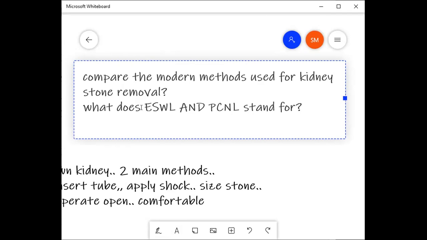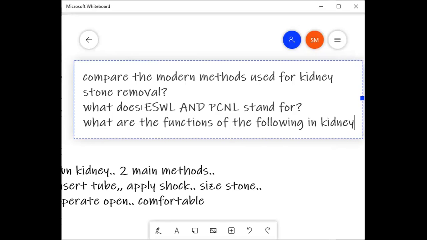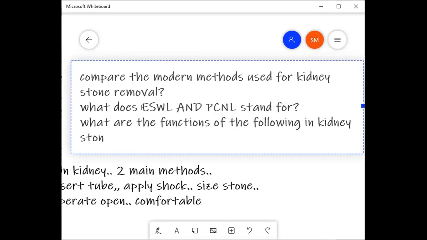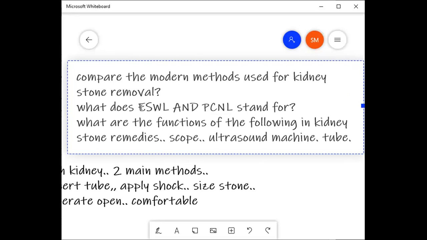ठीक है, फिर उसके बाद what are the functions of the following in kidney stone remedies. एग्जाम्पल यहाँ पर स्कोप, अल्ट्रासाउंड मशीन, ट्यूब, ठीक है। तो ये छोटे छोटे क्वेश्चंस हैं जो कि आप लोगों को एक्सपेक्ट करने चाहिए। ओके बेटा, let us go back to the presentation now.